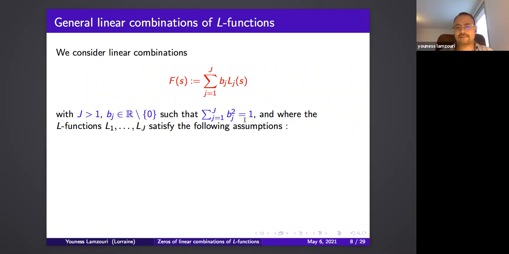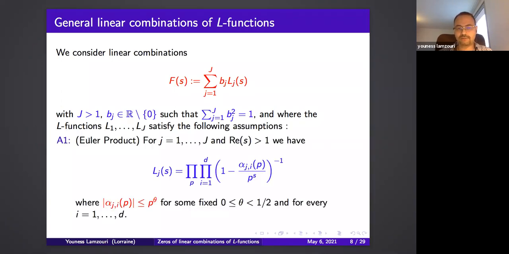And here are the exact assumptions that we would like our L-functions to satisfy. As before, we would like an Euler product representation which is polynomial and has some degree d. And here we would not require the Ramanujan hypothesis. We only need that these coefficients are bounded by p to the theta for theta less than 1/2. In particular, this is verified for L-functions attached to Maass forms.